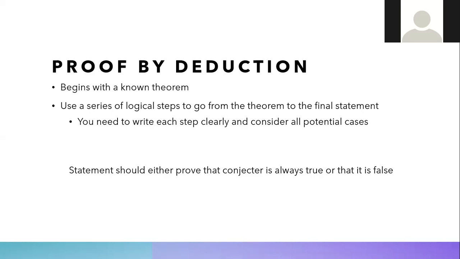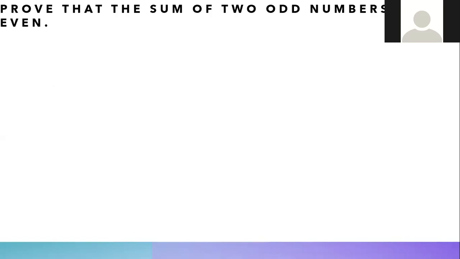Then eventually you will get to a final closing statement. And this final closing statement should either prove that the conjecture is always true or that it is false.